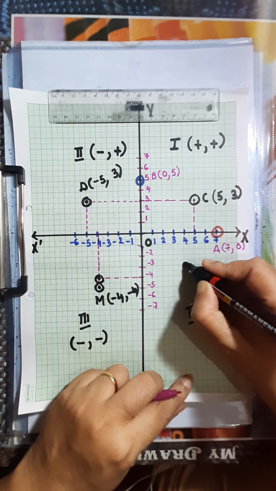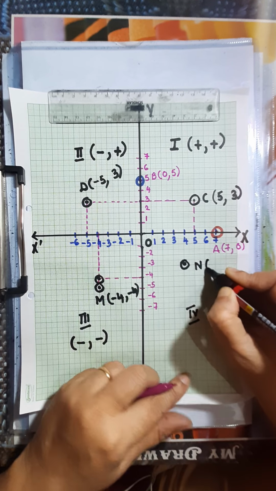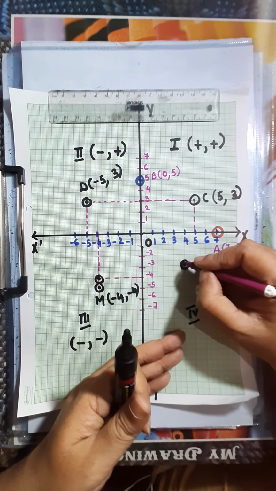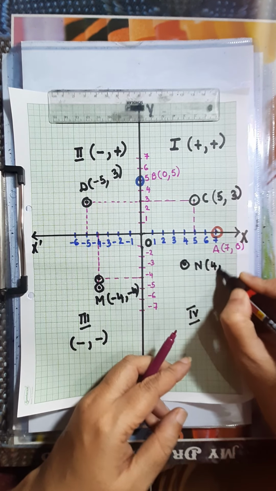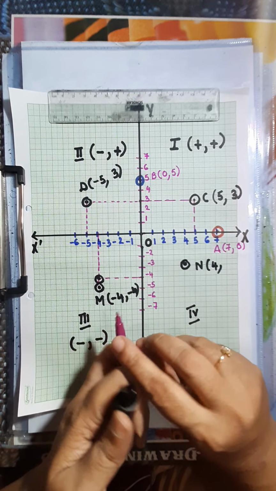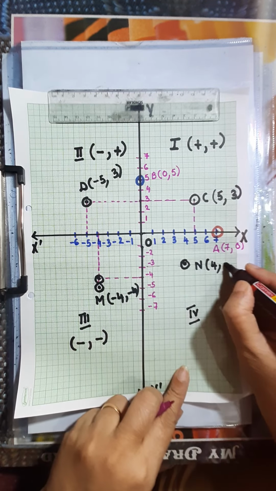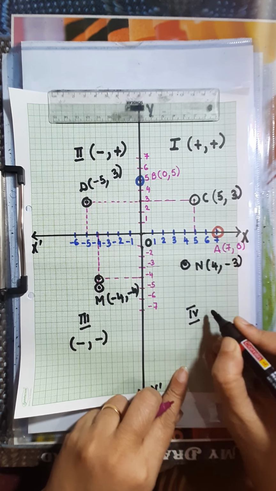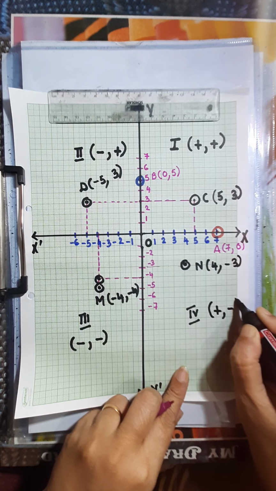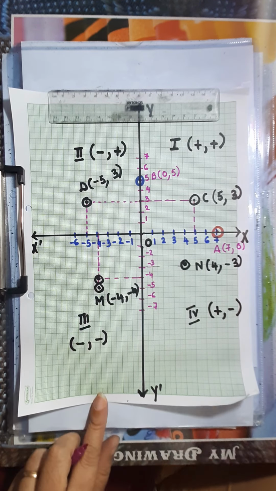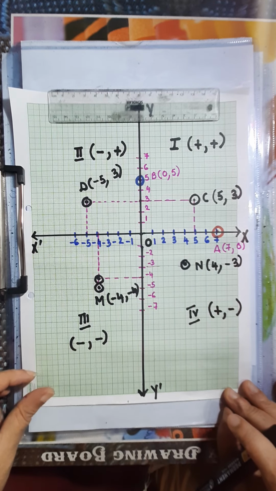Now let's take a point out here. Let us call it N. Now I don't want to draw the lines. Can you see where it meets x? At 4. And where does it meet y? It meets y at -3. So my fourth quadrant is plus and minus. So these are my 4 quadrants.